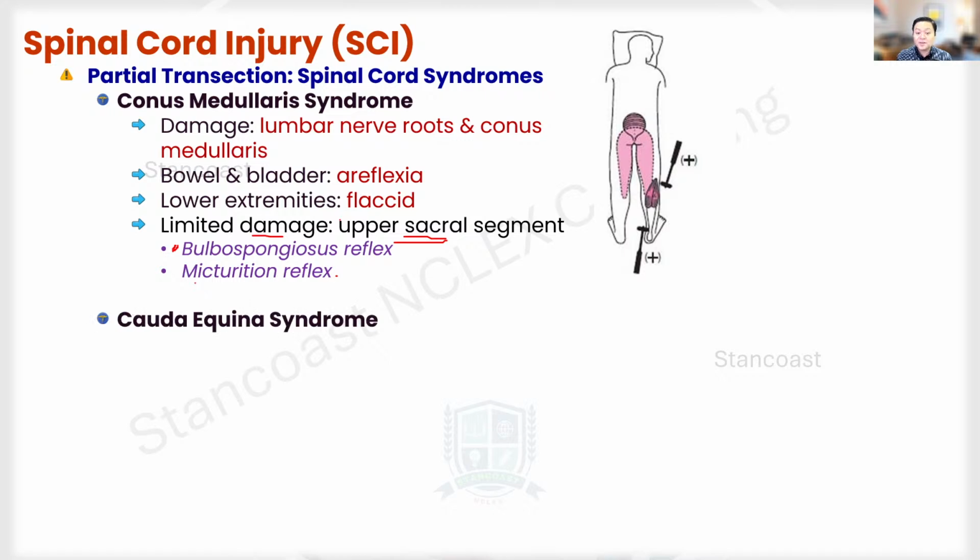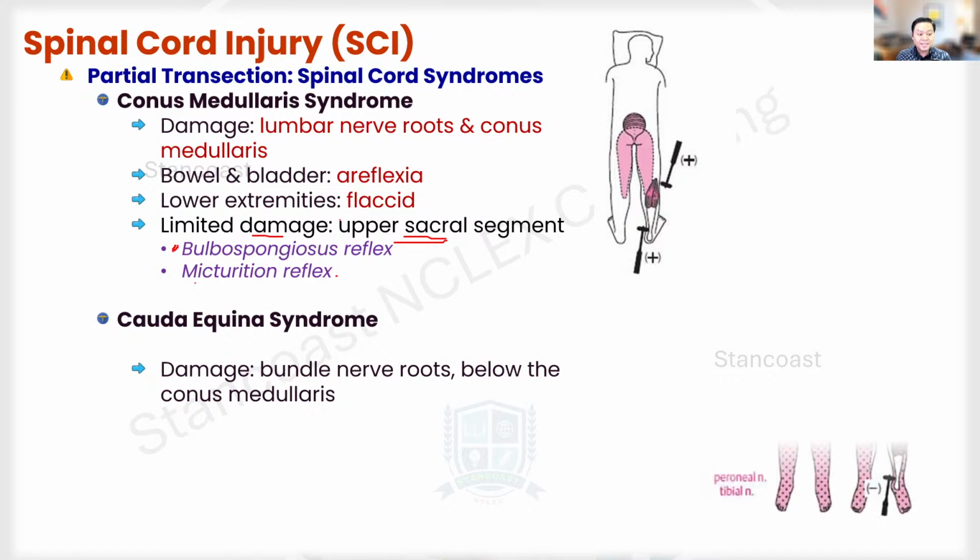Now let's talk about the last one, which is cauda equina syndrome. This is damage to the nerve roots located at the very bottom of the spinal cord. Now, as we know, these nerves control the bladder, the lower parts of the body, the intestines, the bowel, and also the legs.